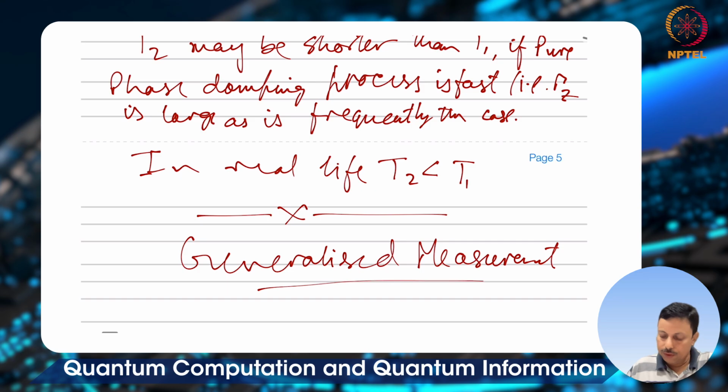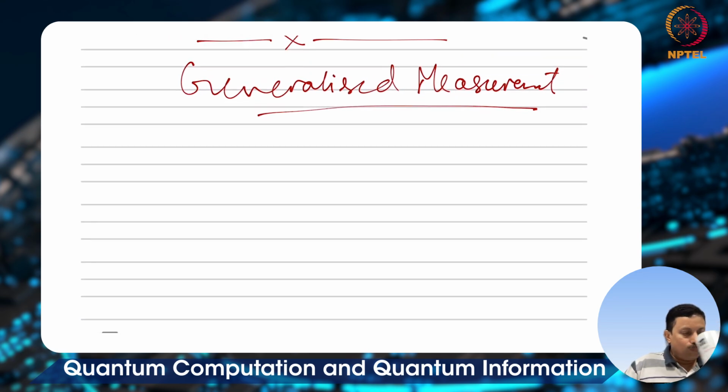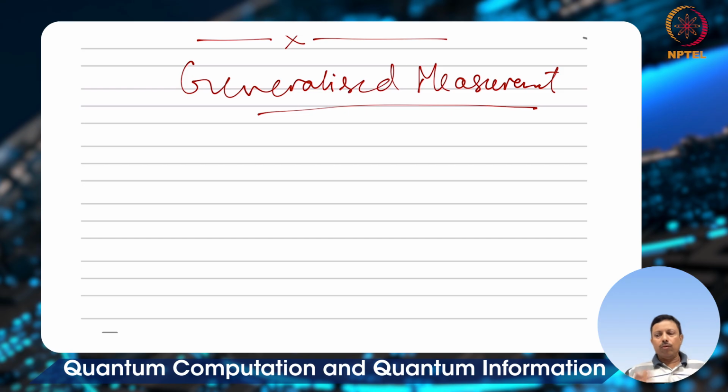A quantum computation course cannot be completed without measurement. We all know about projective measurements. Projective measurements are a special kind of generalized measurement, where you are projecting in, say, the x-axis or the z-axis.